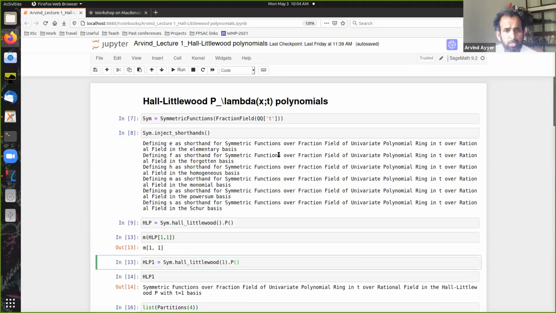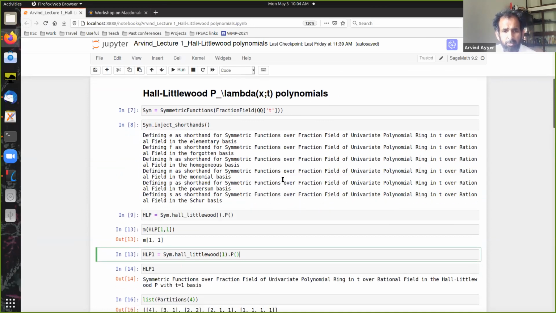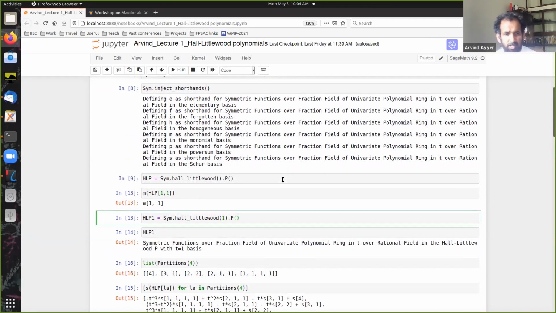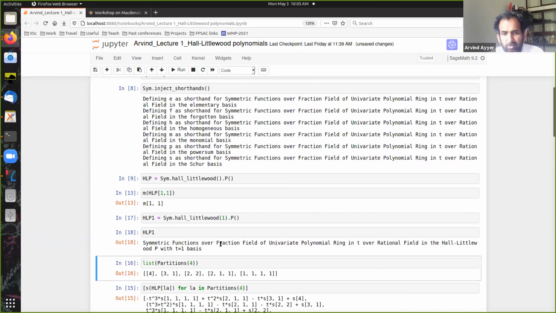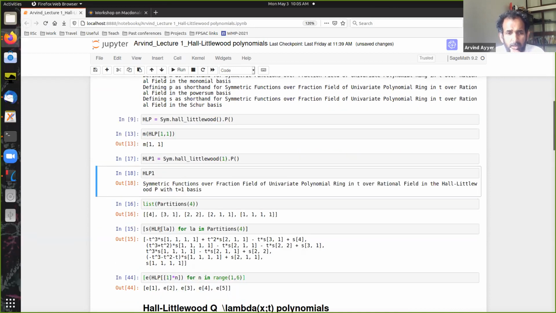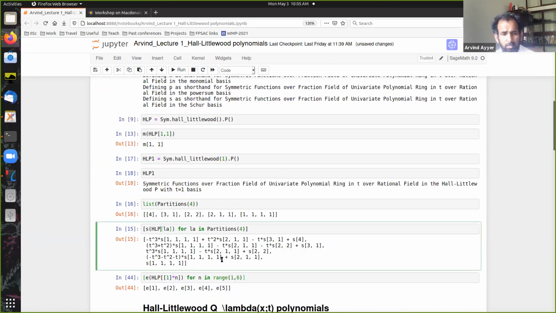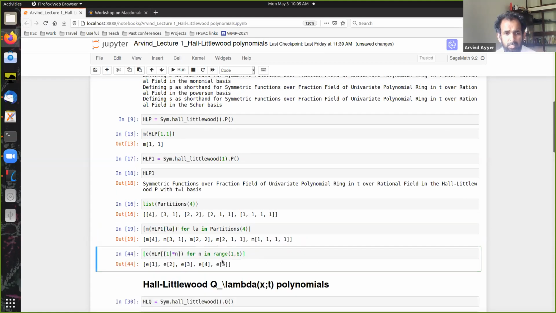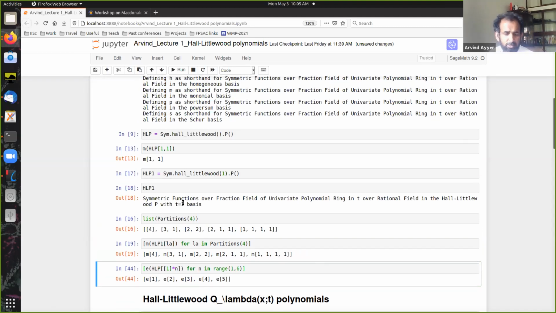So t here is arbitrary, but suppose you want to work with t equals 1. So I defined this HLP1. This is my new symmetric functions, if you like, and you can see their description. They are over a fraction field, but with t equals 1. Okay, and now if I expand HLP1 in the monomial basis, I get exactly the monomial symmetric functions, as it should. So this is really another name for M. It's really an alias.